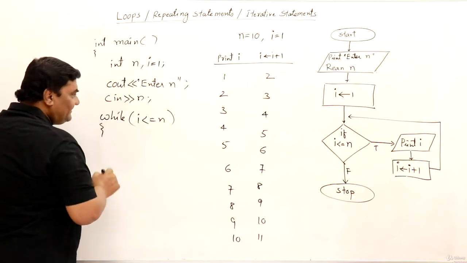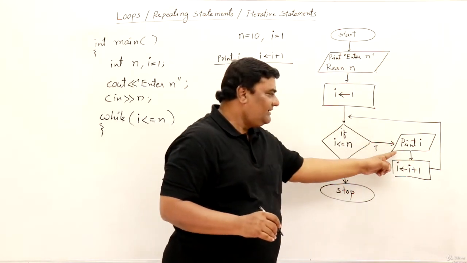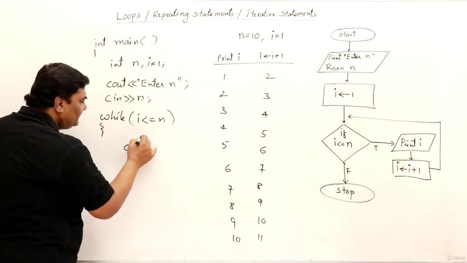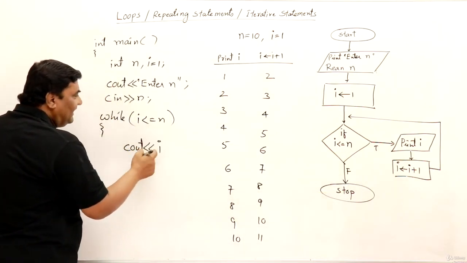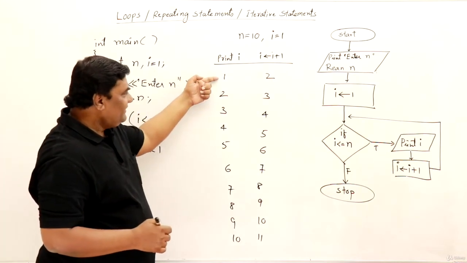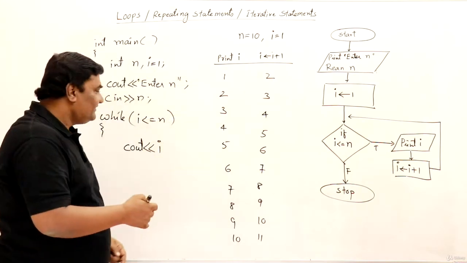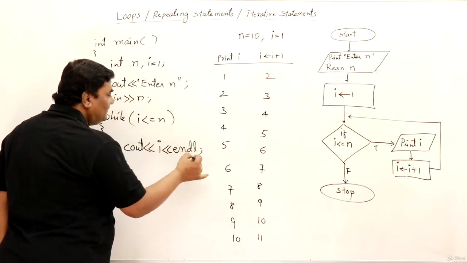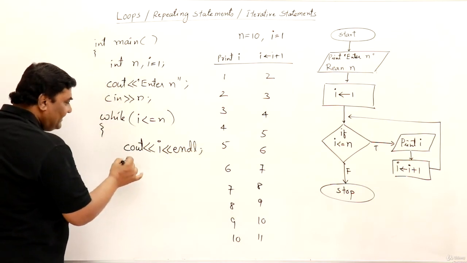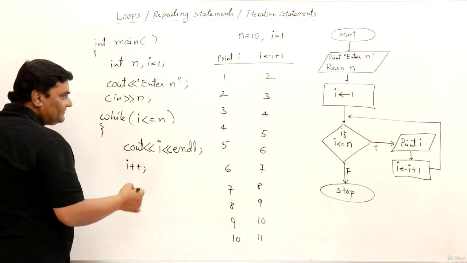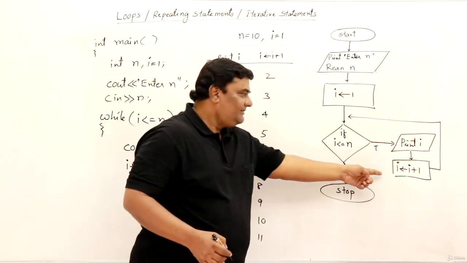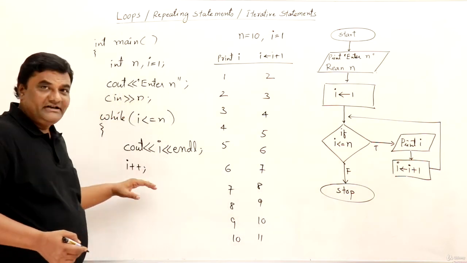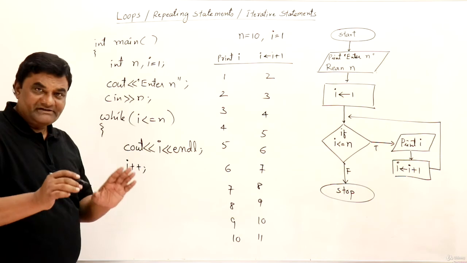Then what is there inside the body of the loop? Print i, then increment i. So print i, cout i. Initially i is 1, it will print 1, then 2 should come in the next line, so here I should write endl. Then the next statement is i plus plus. Instead of writing i assign i plus 1, we have the increment operator i plus plus. You can even use plus plus i.